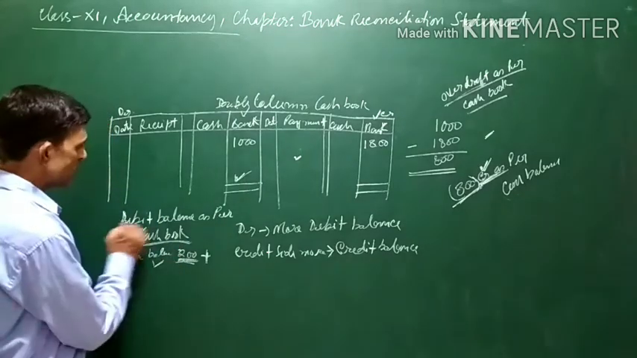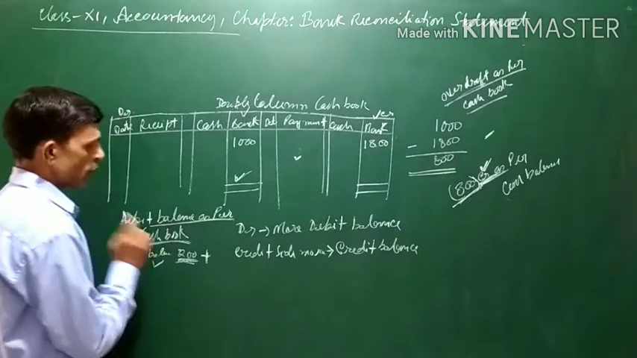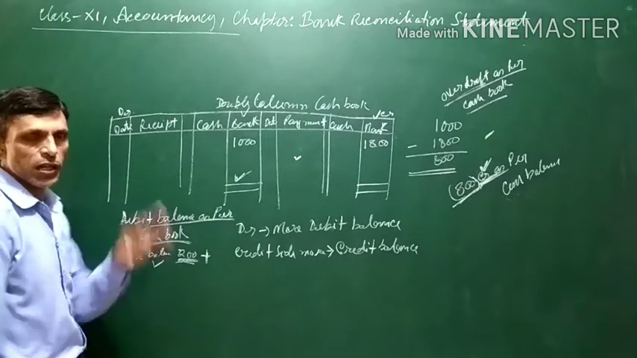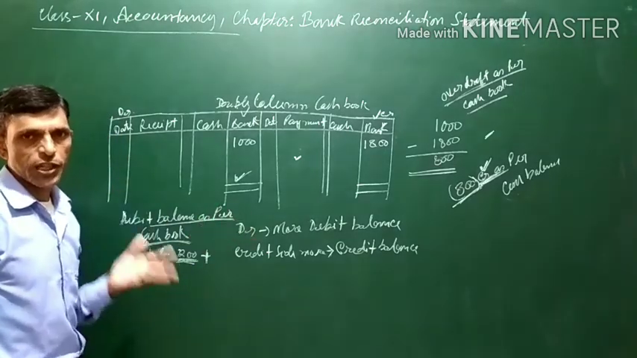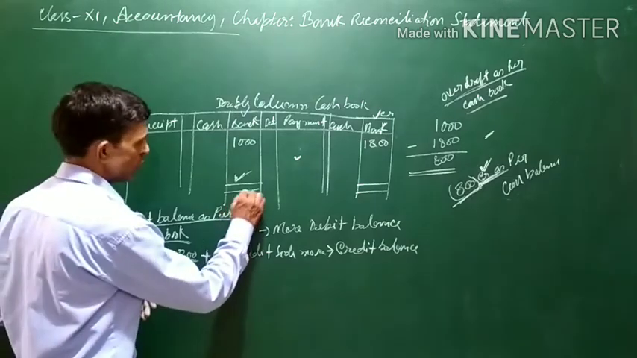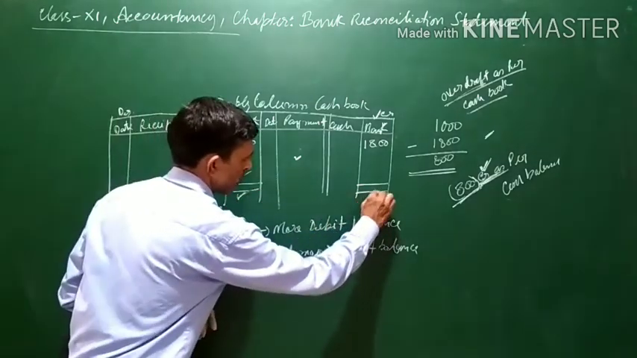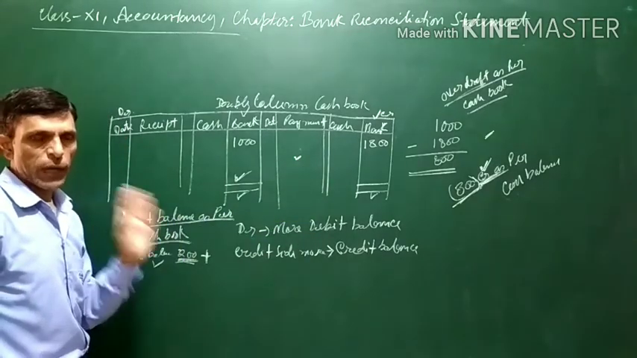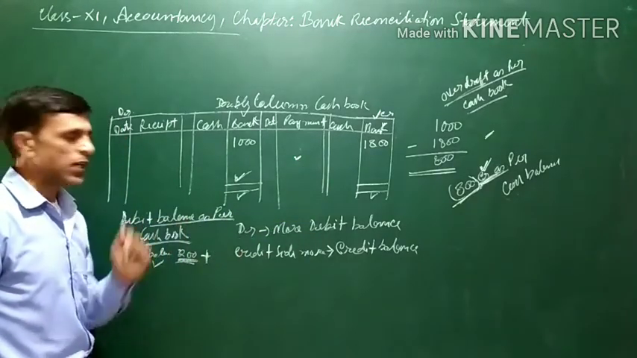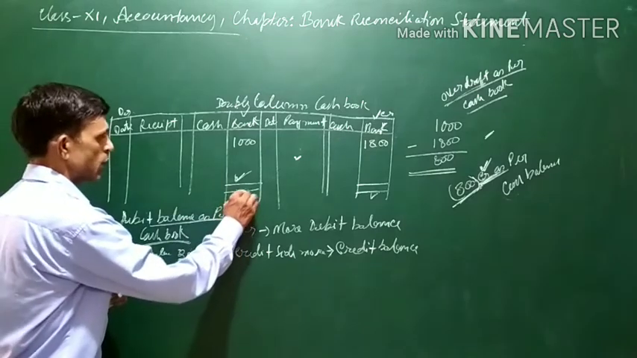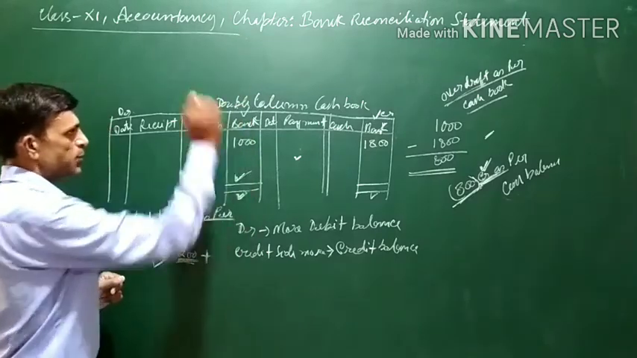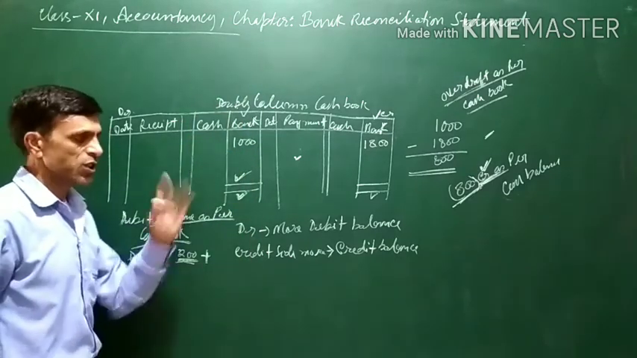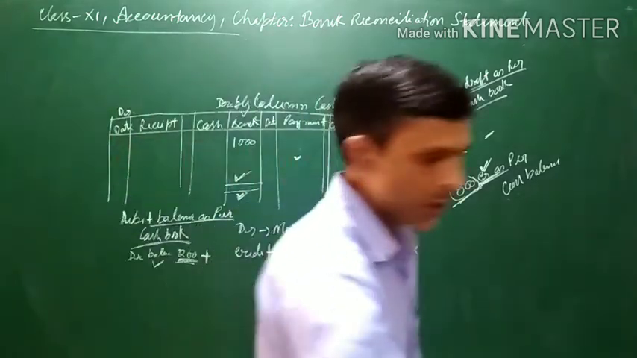Moreover, when balance as per cash book is given while we are discussing bank reconciliation statement, then it will refer to the bank column only. Whenever it is mentioned that balance as per cash book in bank reconciliation statement, it will refer to the bank column as per double column cash book. This is one thing. Now, generally what happens?